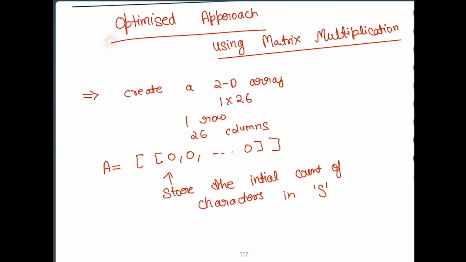Now the optimized approach is using matrix multiplication. First of all, what you will do is you will create a 2-dimensional array of 1 by 26. It means it will have 1 row and 26 columns. It will look something like this. Now this array will be used to store the initial count of the characters in S.